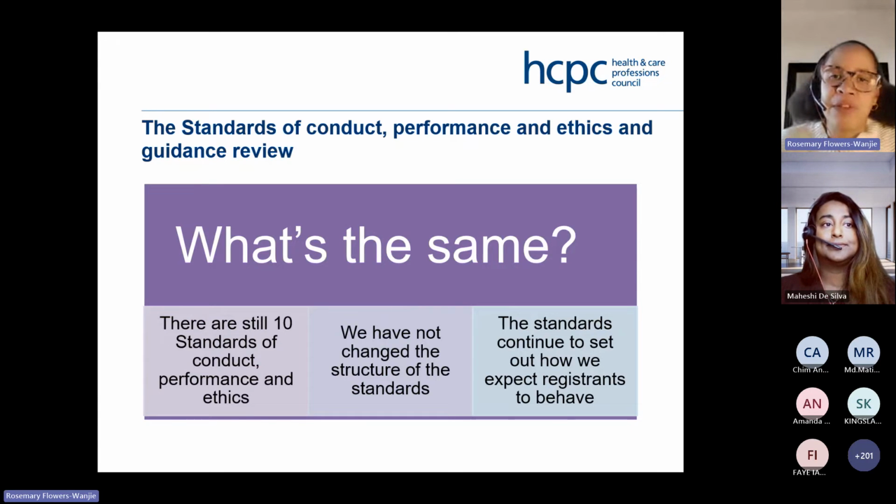Following the review, we've made changes to the standards, as I'm sure you can imagine. These changes are not an overhaul of the standards, so several things remain the same. First of all, there are still 10 standards. The headings of these standards remain the same, along with the structure and the purpose of the standards. What has changed is the detail of the standards, and that's what I'm going to go into today.